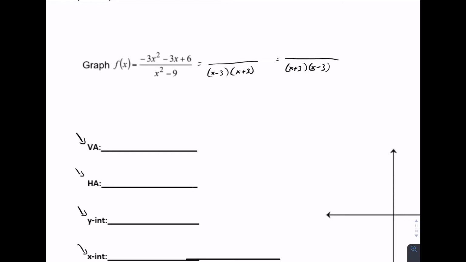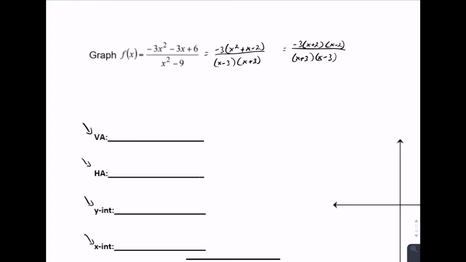The top one, you can factor out a -3, which leaves the inside as x squared plus x minus 2. And then that can be factored again. This is going to help us later. So this is going to be x plus 2, x minus 2, if you factor.